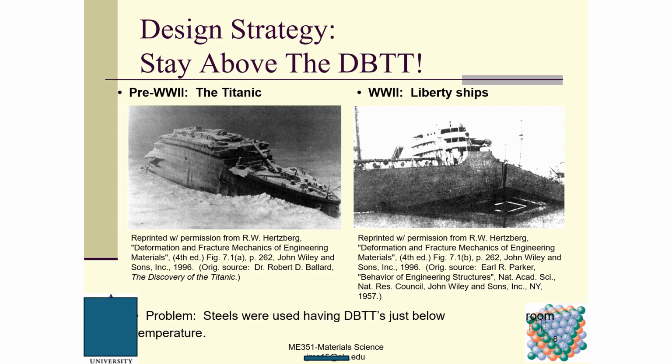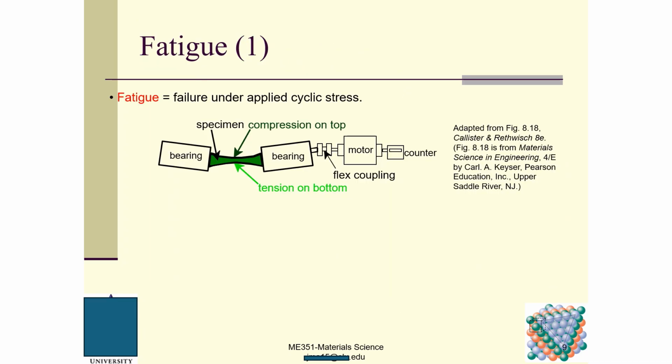The operating temperature is below that. This is the ductile to brittle transition temperature. If this is the case, the material becomes very brittle, and if there is a decent level of impact, the material can break. That is how these two ships broke in the very cold ocean water. And then we talk about fatigue.